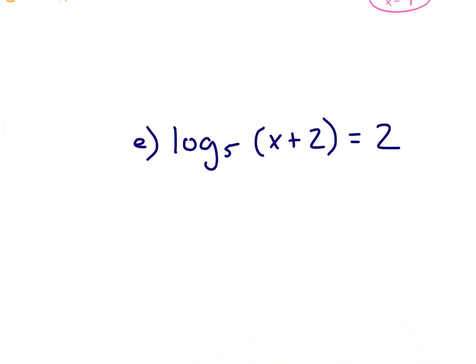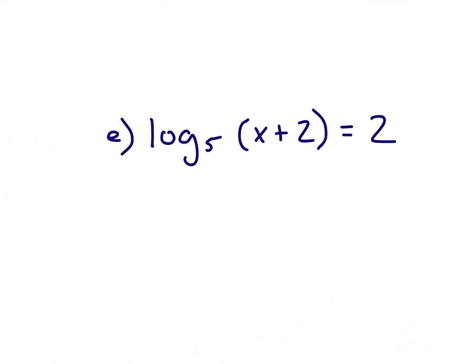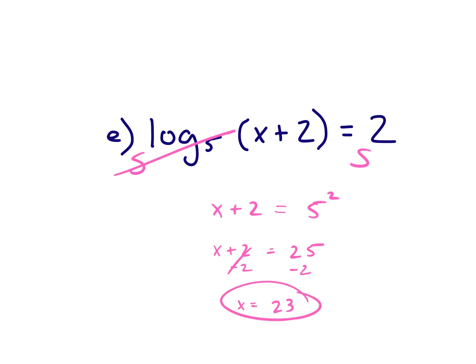What about for E? What would we do to solve E? Awesome. You can rewrite this into exponential form, or you can make the big base 5 on both sides. It'll cancel here. So x plus 2 is equal to 5 to the 2nd power. So x plus 2 equals 25. Subtract 2 on both sides. x is equal to 23. Just plug it back in. 23 plus 2 would be 25, so we're good there.